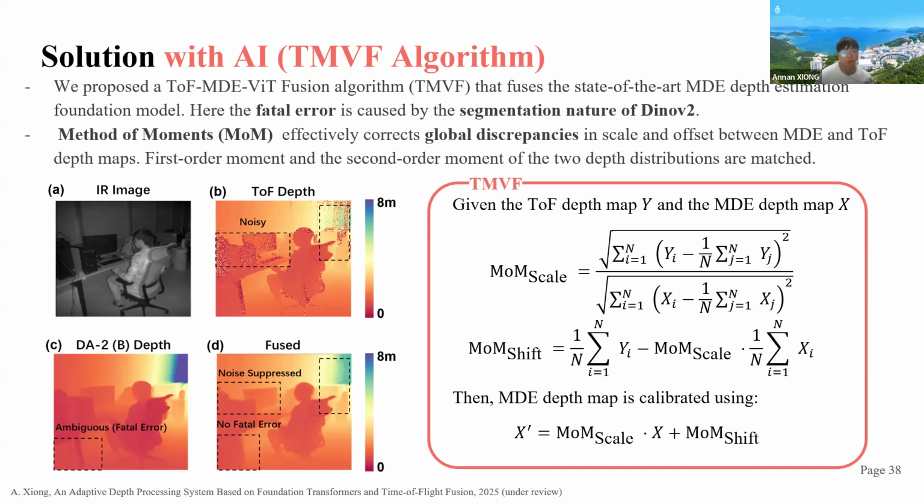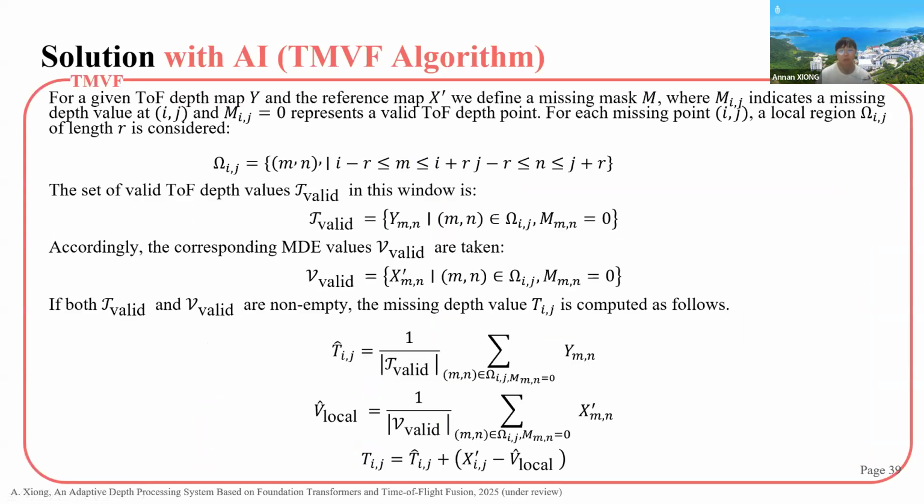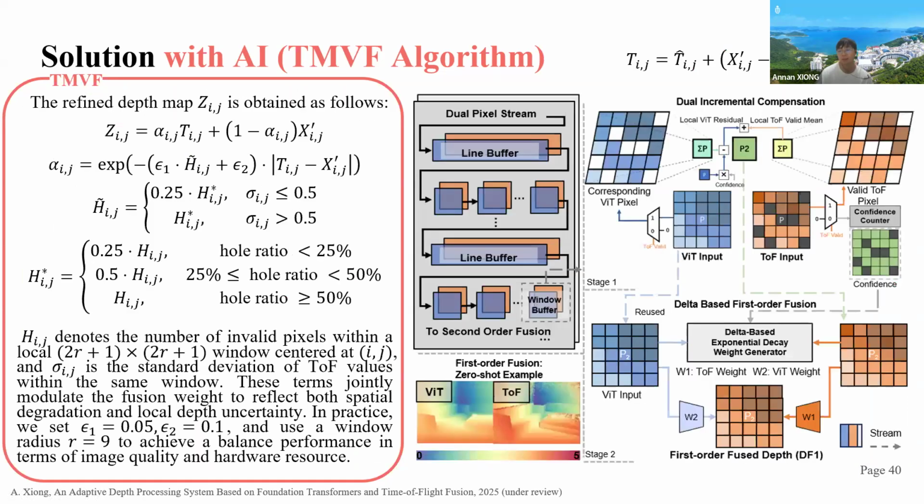In our method, we will first use a method of moments to correct the global discrepancy in scale and offset for the MDE and ToF. The first order and the second order of these two depth maps would be corrected in distribution, as shown in this equation. And then we will do the processing for the ToF map. Let's see a clearer example in a figure instead of these equations.